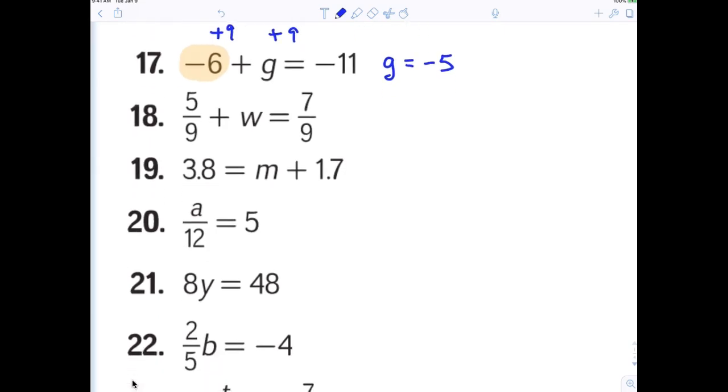Now, 18 was just kind of a quick review of fractions. Why do you want to get rid of the -6? Because remember, you're trying to isolate the variable. You're trying to get G by itself. So in order to get G by itself, I would just put a plus 6 and a plus 6.